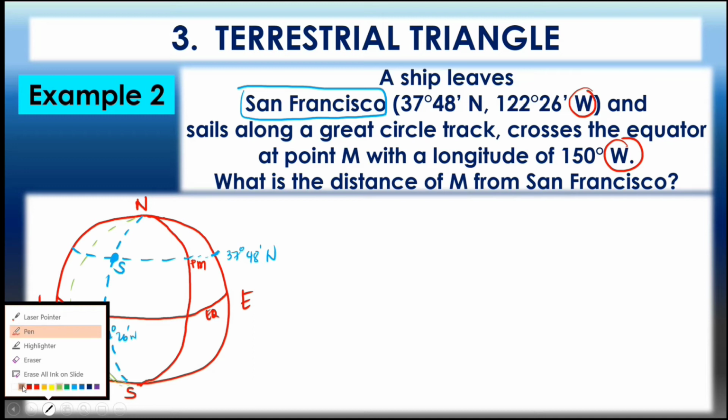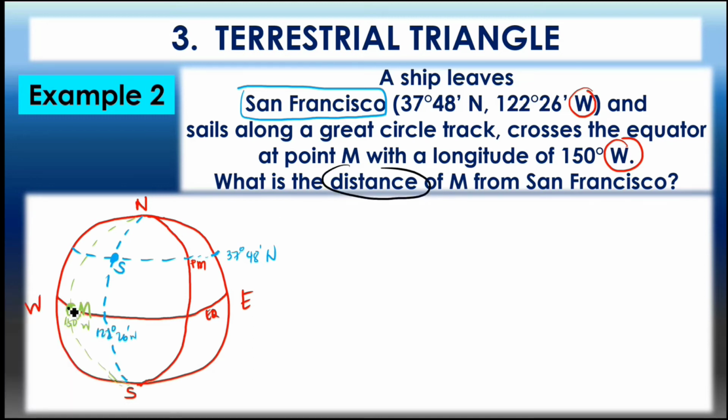So what is the question? The distance. We're just going to draw the arc here, the arc that connects San Francisco and the point M. So considering the north, we can have the terrestrial triangle here. Then we can already solve it using the law of cosines, same as what we did a while ago. If we're going to draw it, again, if this is the north, this is M, then this is S, San Francisco. So we have an arc here.